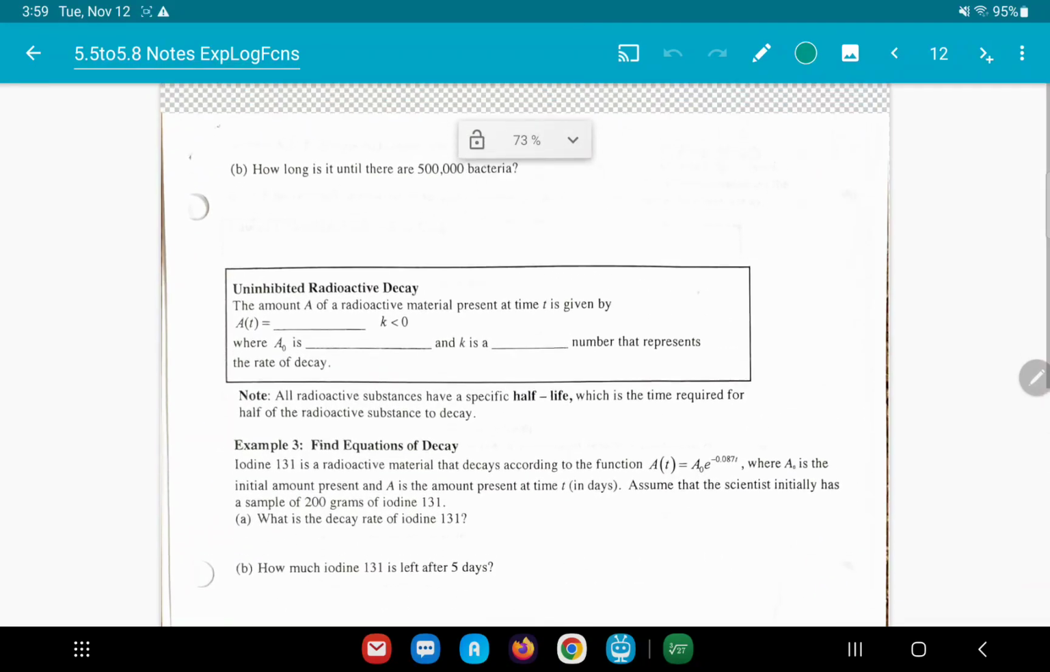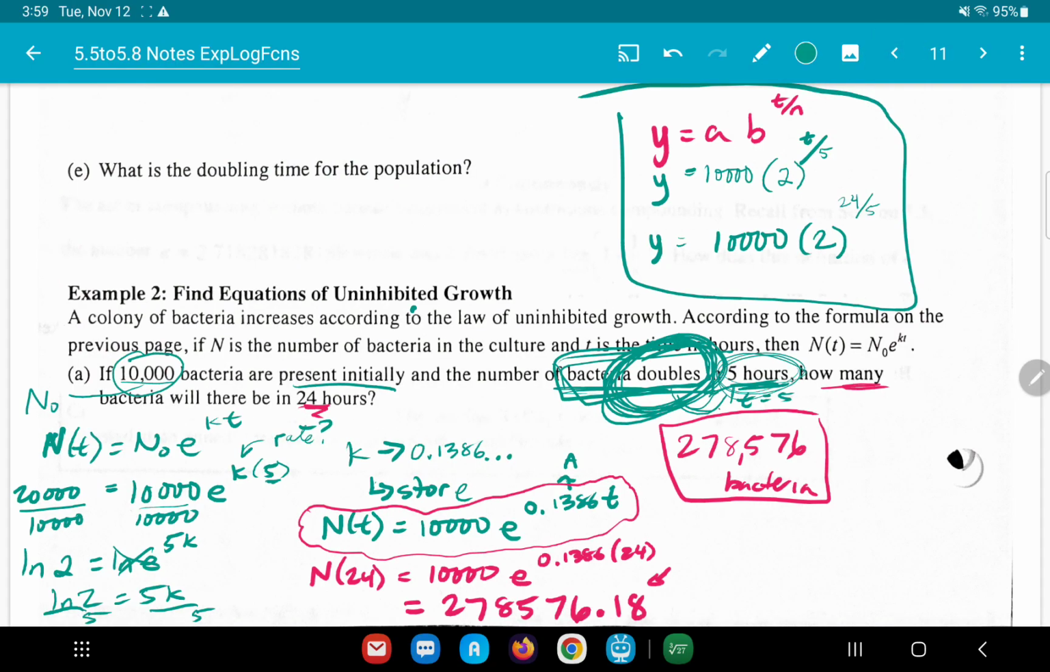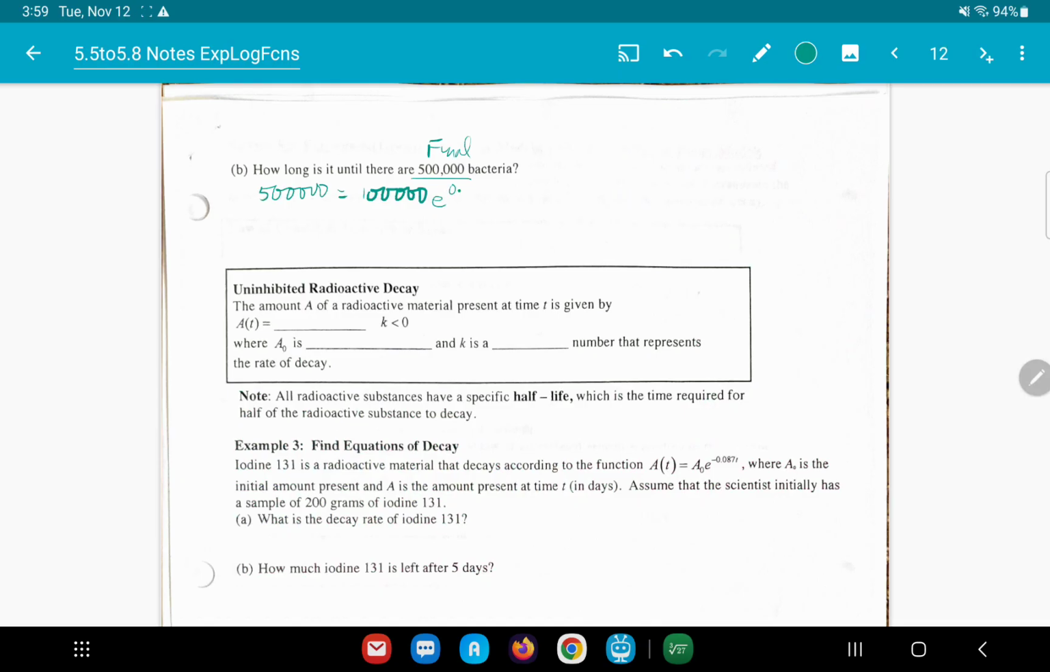How long is it until there are 500,000 bacteria? Oh, this is still the same question, so let's go ahead and put in what we know. This is the final amount. So let's put in 500,000 is equal to 100,000 times e to the, and then our rate was the 0.1386. I'll go back. So e to the 0.1386, and then times t, because we're looking for how long it takes. Now I'm going to leave this up to you. You can basically do the same method. At this point, we've done two problems very similar to this. So I'm going to let you tackle this and find the t value. So go ahead and pause the video and work this out. Okay?